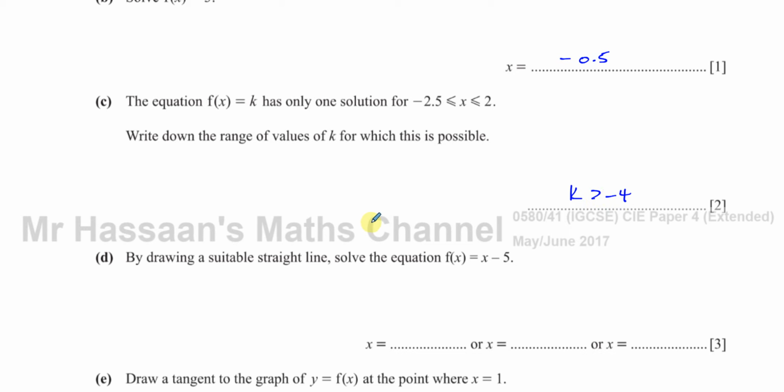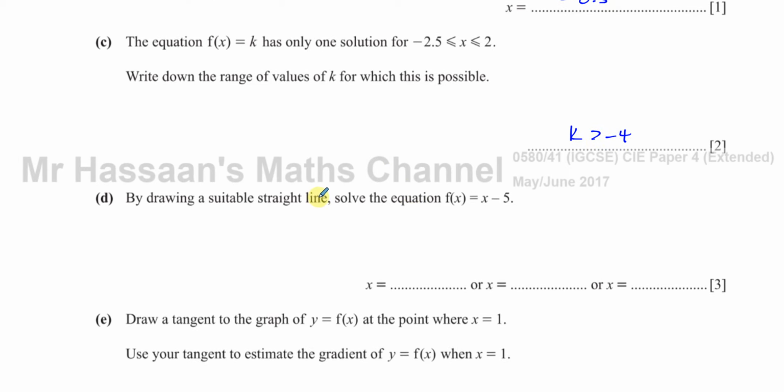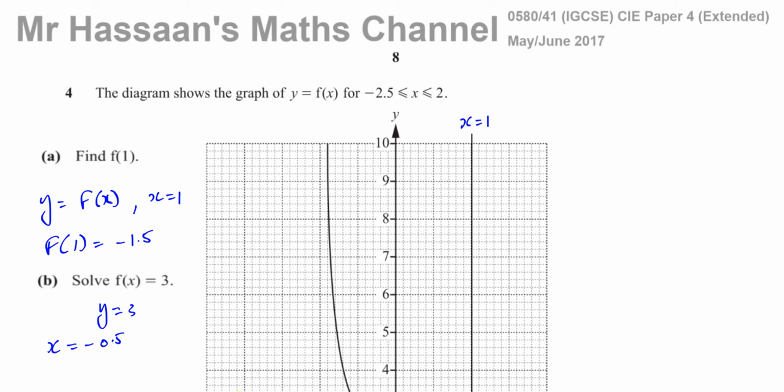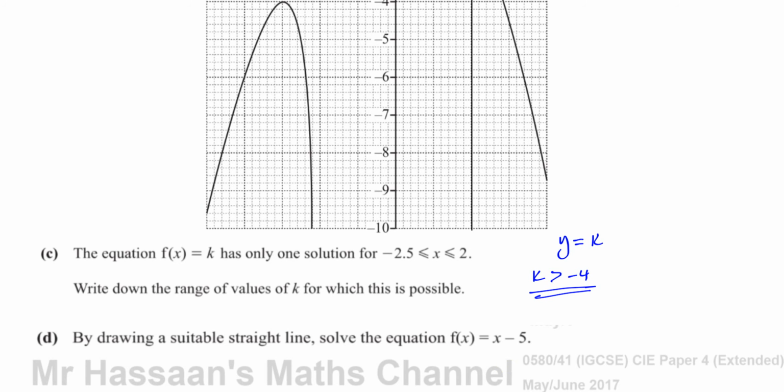And then it says part D, by drawing a suitable straight line, solve the equation f of x equals x minus 5. So we've got to draw a line and solve the equation f of x equals x minus 5. What's drawn is the graph y equals f of x. What we have to solve is the equation f of x equals x minus 5. So basically, we have to draw whatever's on the other side of the equation. We don't know the actual equation of the function, but we know that we have to solve the equation using this graph.